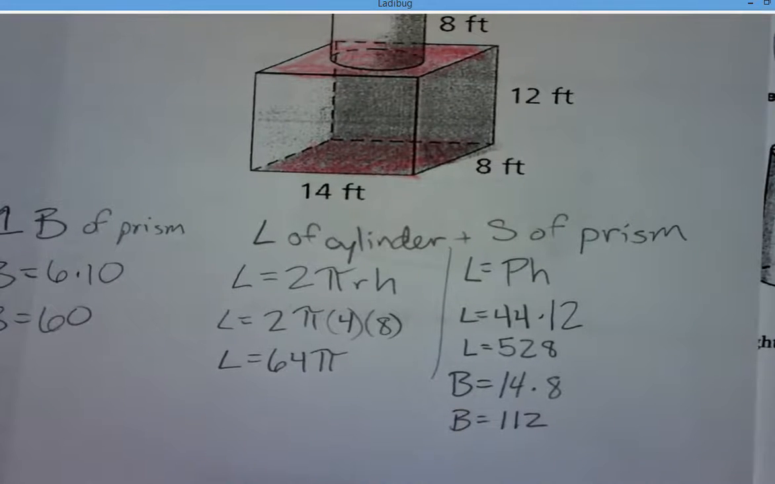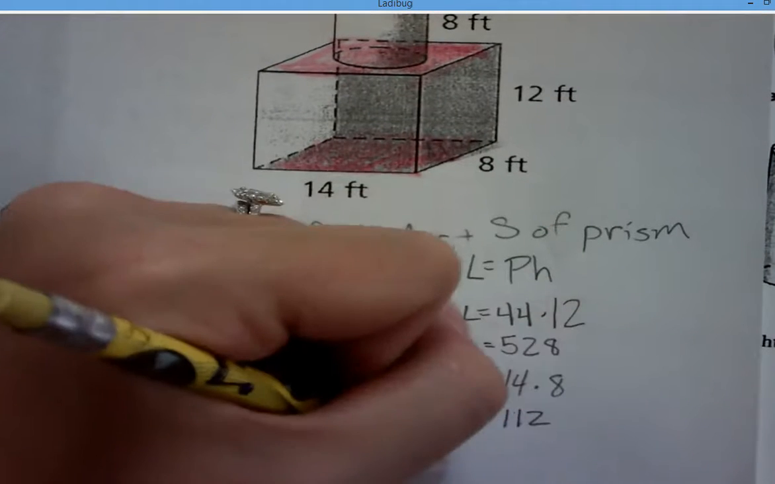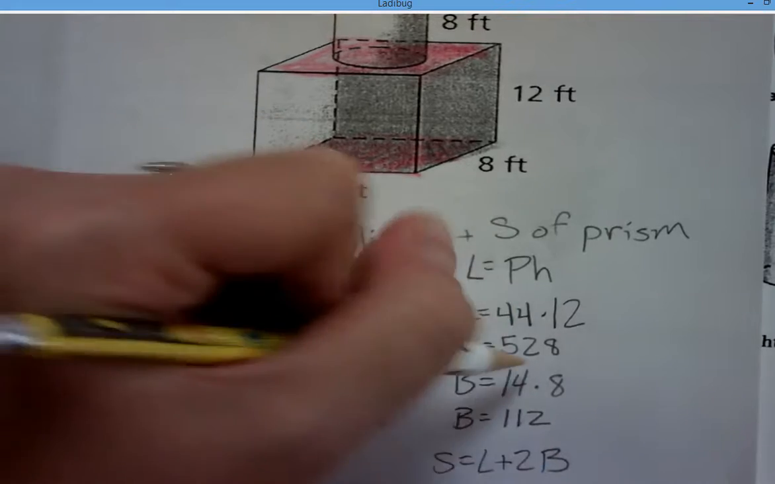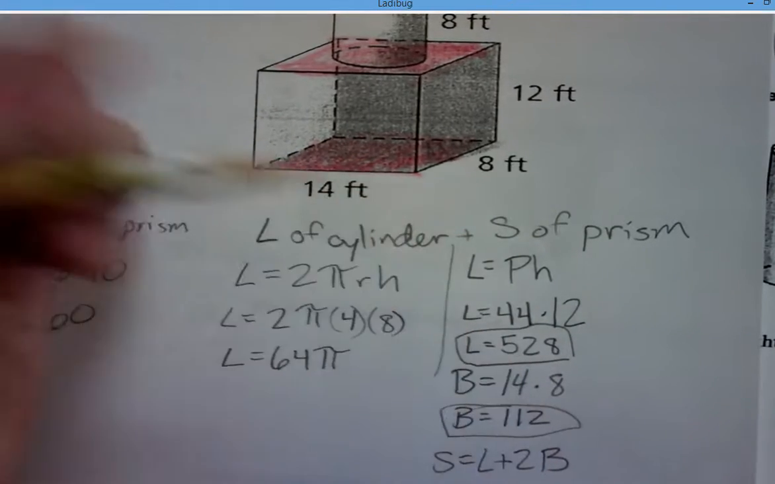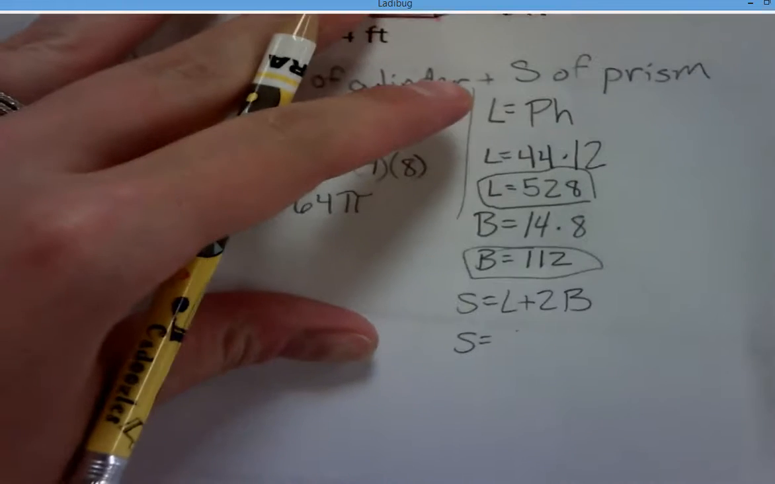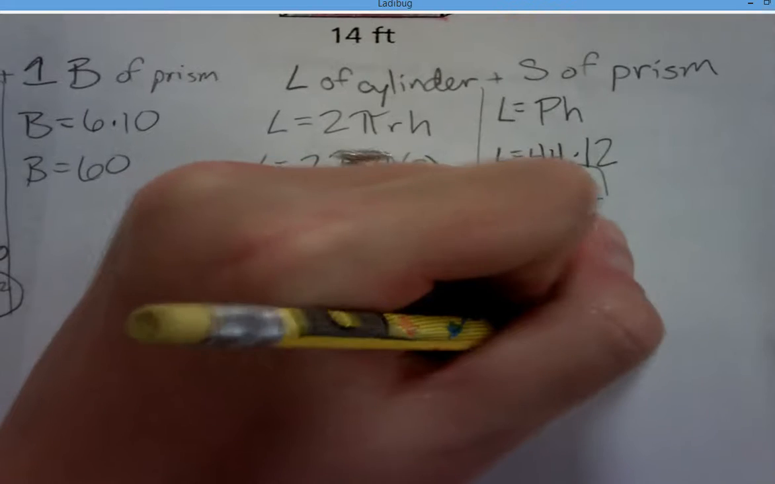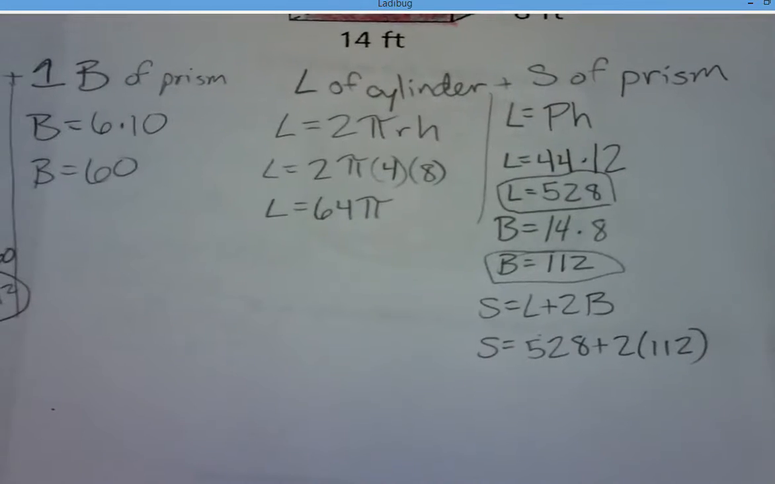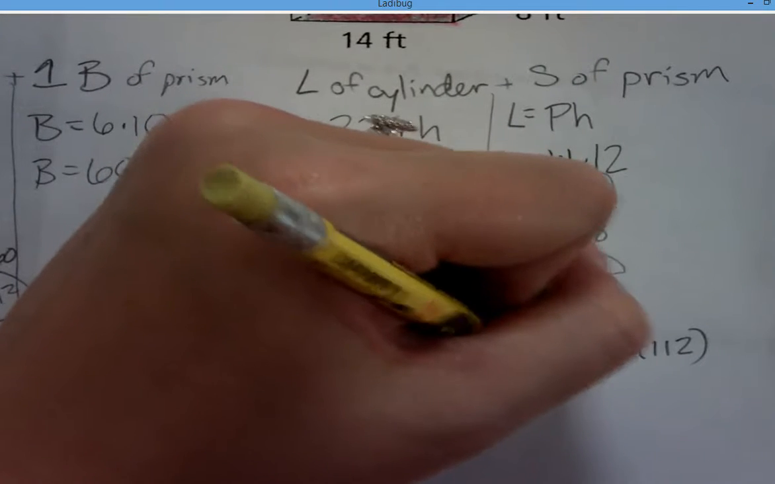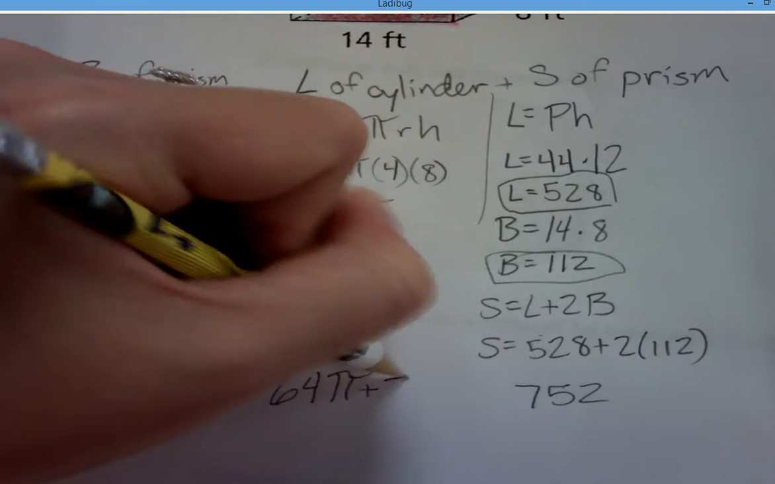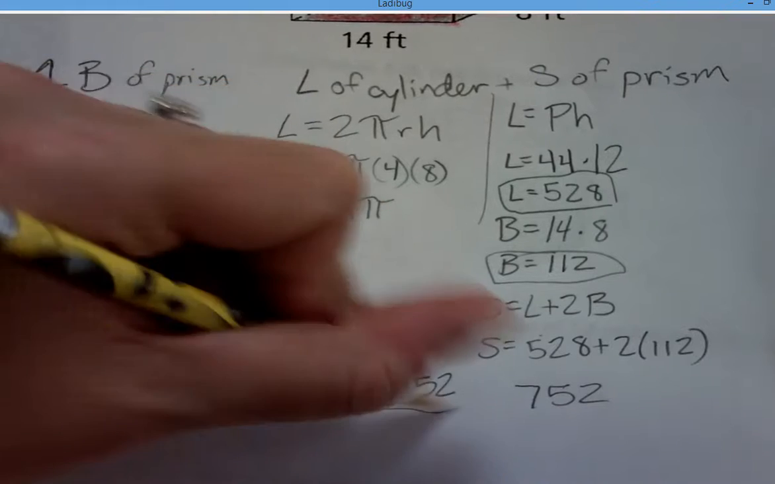Almost. Now we need to add our L plus 2B. L plus 2B. So here's our L. Here's our B. We're just plugging those numbers in. 528 plus 2 times 112. 752. So 64 pi plus 752. That would be our answer in terms of pi.